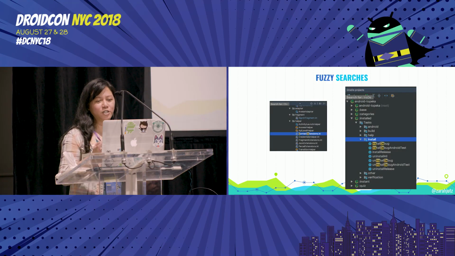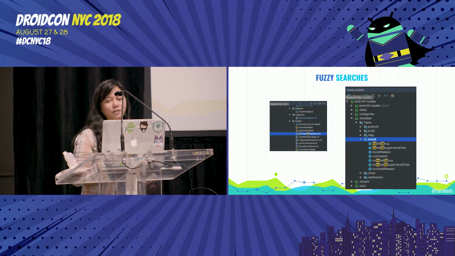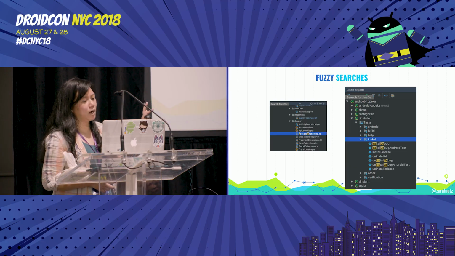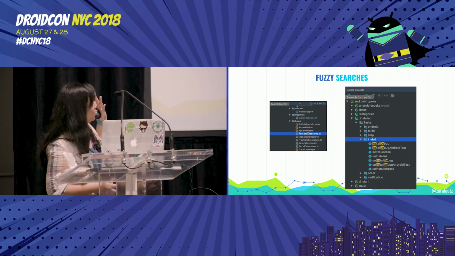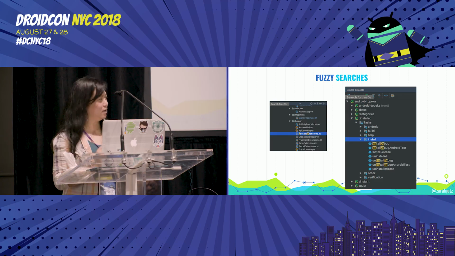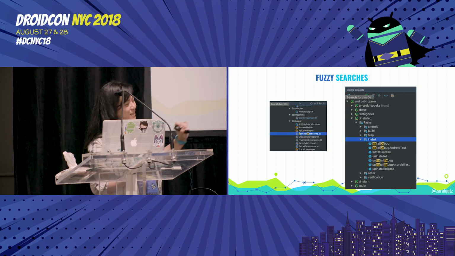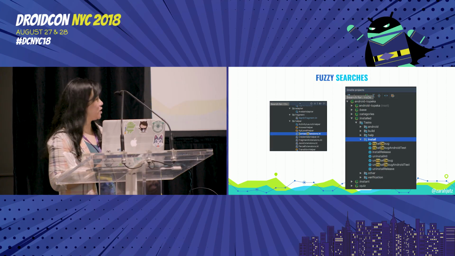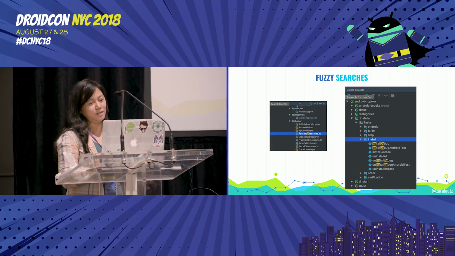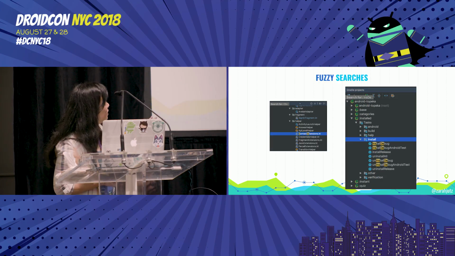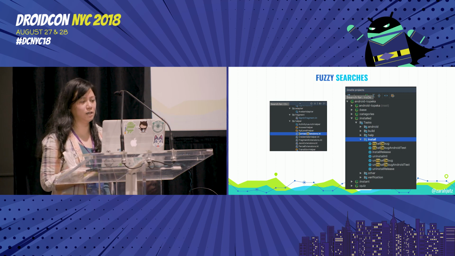Speaking of fuzzy searches, we can use this pattern to find things in almost any window in Studio. So here I show it for the project view on my right, and the photo on my left. I show it when I use it for the Gradle window. So I'm searching for the install debug command.